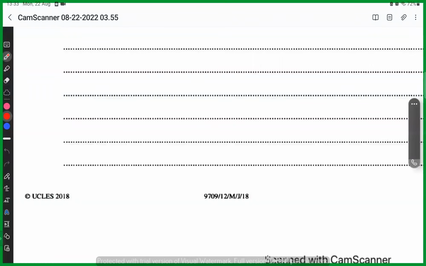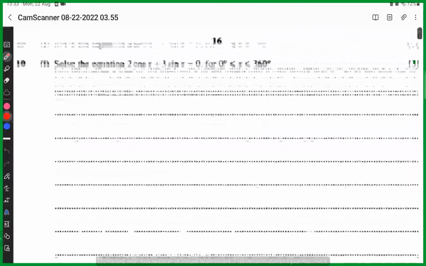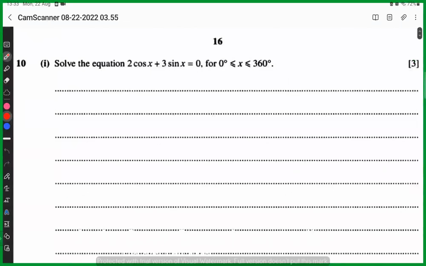Okay. All right. So this is the first paper. This is the paper code and everything. And here is the question. So let's talk about it. Now, I suppose that we are good with this, but still for the sake of completeness, we will do this question. It says solve the equation 2 cos x plus 3 sin x equals 0.